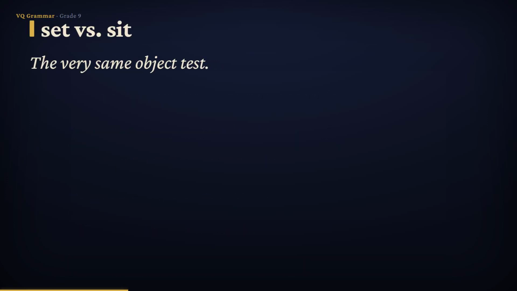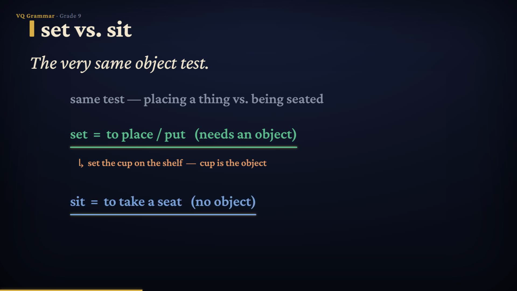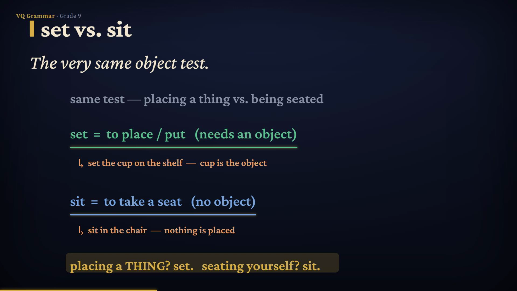Set and sit follow the very same object test you just learned. Set means to place or put something, so it needs an object. You set the cup on the shelf. The cup is the thing you're placing. Sit means to take a seat, and it takes no object. You sit in the chair. You're not placing anything, you're just seating yourself. So the shortcut is identical to lay and lie. If there's a thing being placed, use set. If someone is simply resting or seated, use sit.